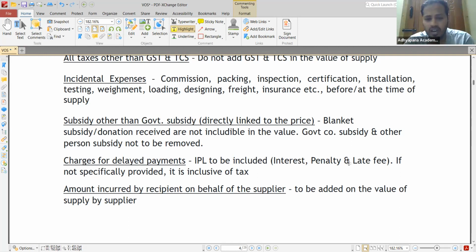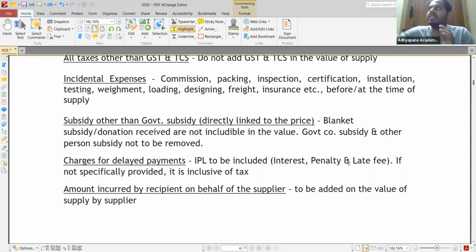So the value that they are going to pay is 1 lakh, and they paid an additional penalty or late fee of 10,000 rupees. Okay, they paid the 10,000 rupees. That 10,000 rupees has to be added to the value of supply. Clear? That will be known at a later stage only, but it has to be added to the value of supply.